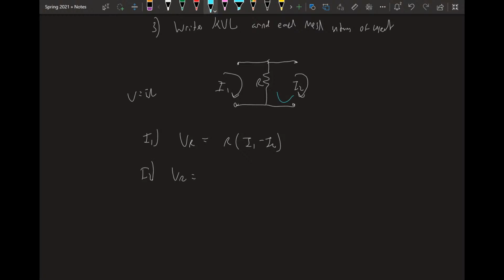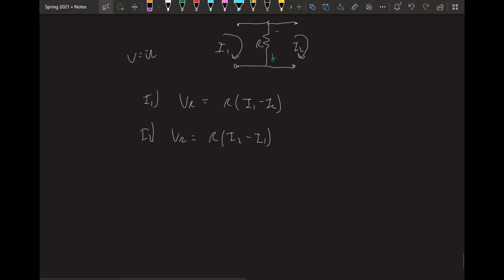If we were writing the same equation from I2's perspective, I2 is going this way. It thinks this way is correct. So now the voltage across R looks like this. So VR is going to equal R times I2 minus I1. It depends which mesh you're writing for. This distinction is important. It's not intuitive either, so make sure you remember it. And to solve the systems, if you have dependent sources, it's the same thing as we did previously.